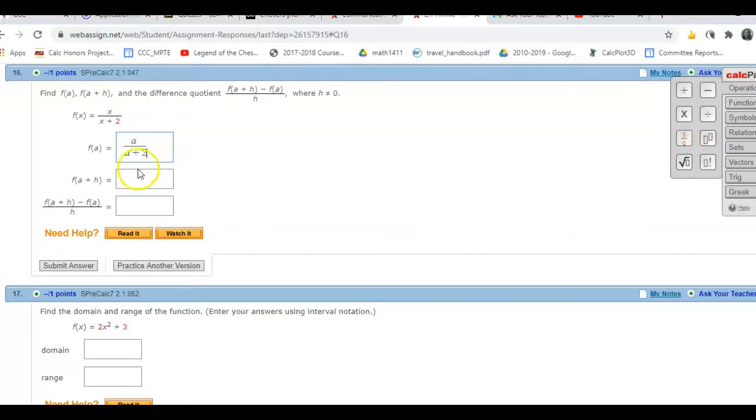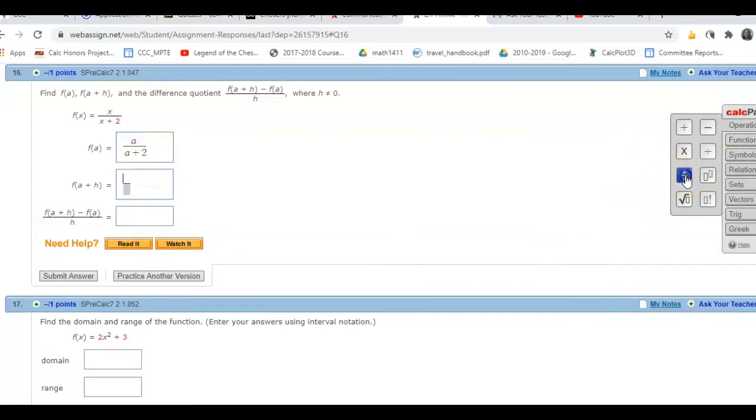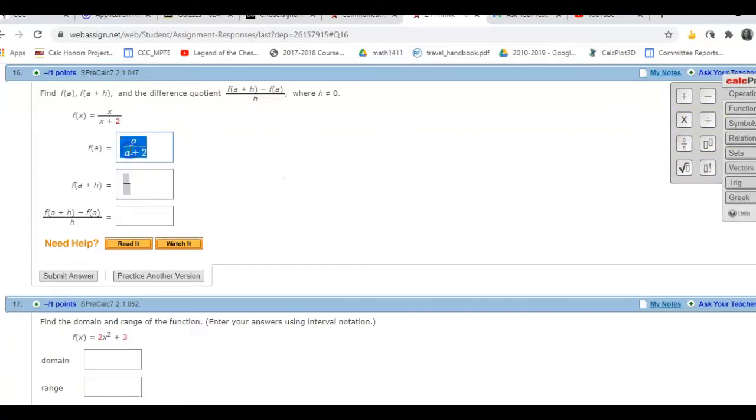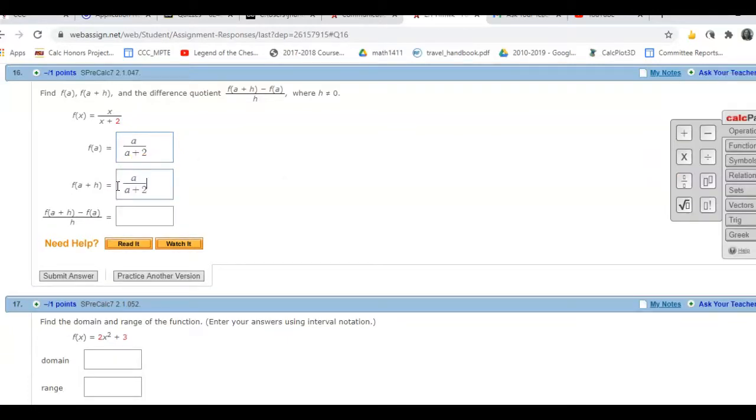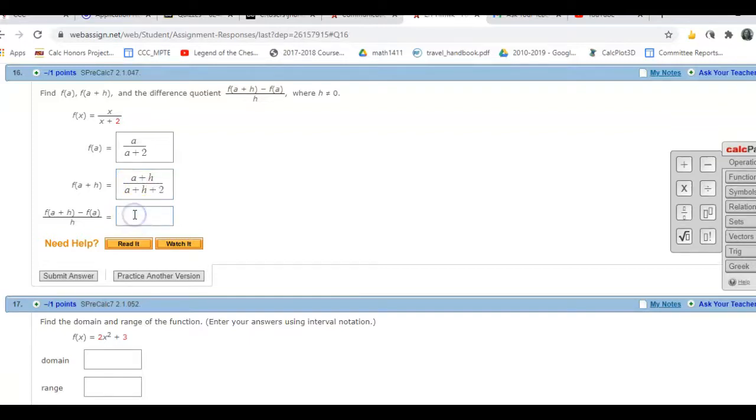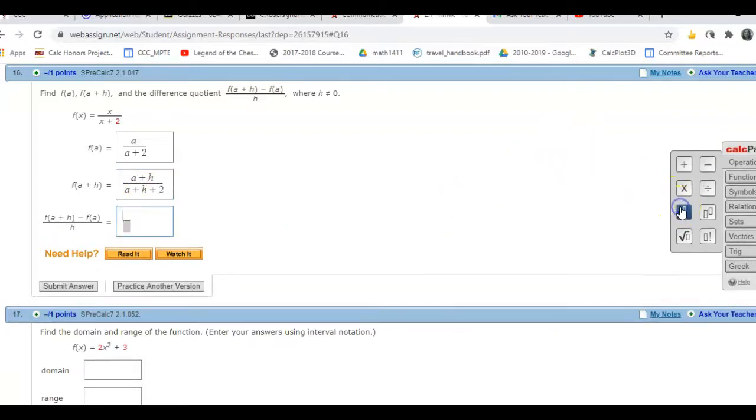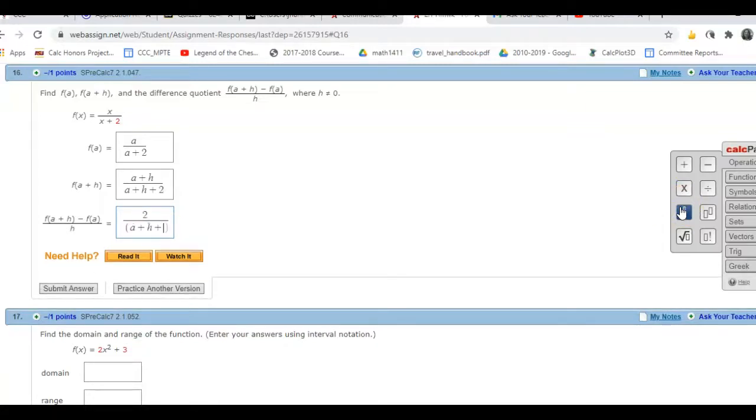And for the next one, it's going to be fraction again. You could even copy and paste from here, and just insert the plus h, just to save you from a little typing. Okay, so plus h. And then for the last part, the answer has a 2 on the top, divided by a plus h plus 2 times a plus 2.